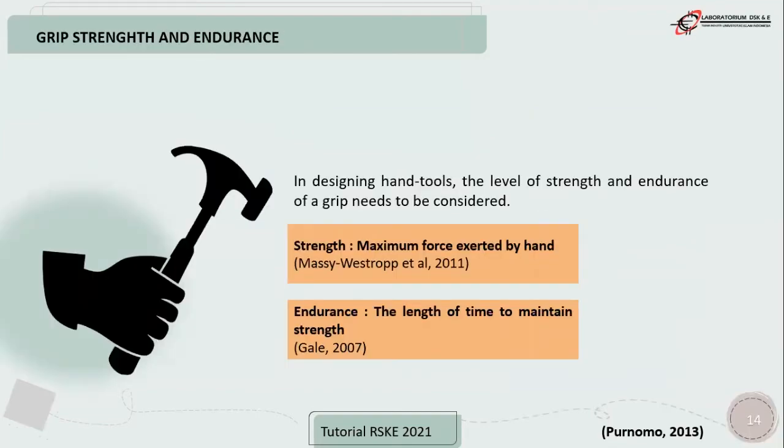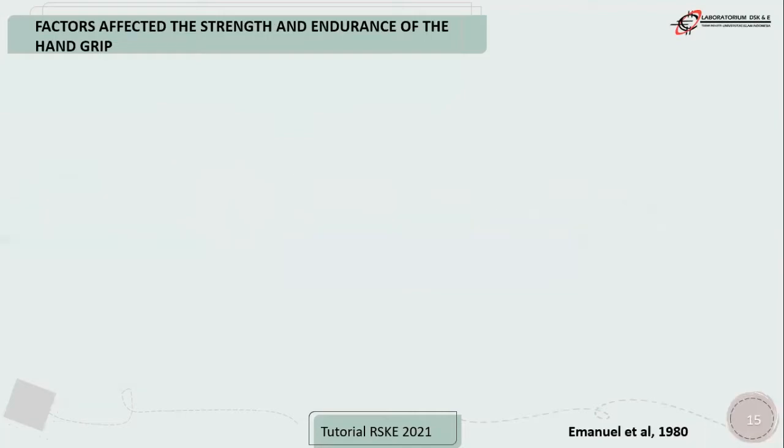We will move to the grip strength and endurance. What is the difference between strength and endurance? Maybe you guys are wondering about it. In designing hand tools, the level of strength and endurance needs to be considered. Strength means the maximum force accepted by the hand. And then endurance is the length of time to maintain strength, like that.